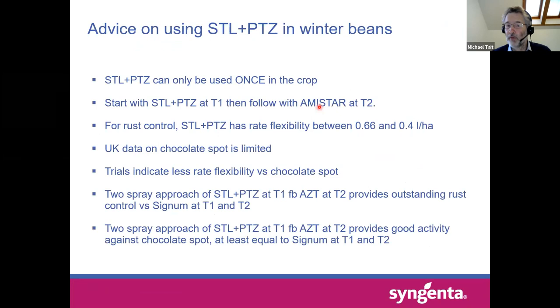So just to try and recap on that, going through the trials data, an important point: you will only be able to use the new product once in the crop. So that's very different from those of you who've used Ultra Elite in the past. Our recommendation is to use the solatanol prothio based product at T1 and then to follow with Amistar at T2.